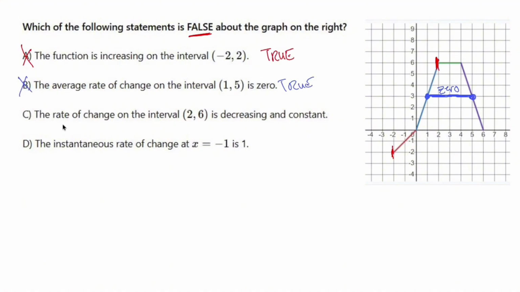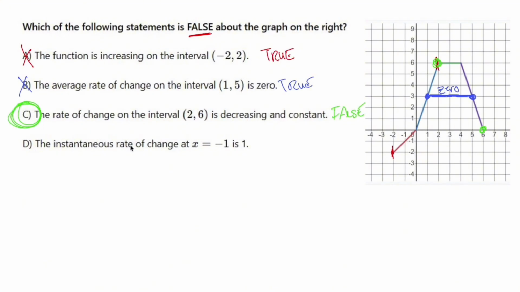Let's take a look at the next one. The rate of change on the interval 2 to 6, so here's 2 right here, 2 to 6, is decreasing and constant. Well, let me tell you one thing, it's definitely not constant. The rate of change is not constant, so therefore this is false, this is the lie, so that's the one that we want.